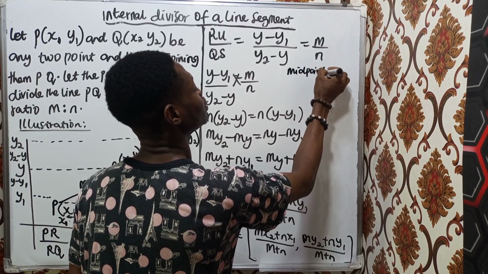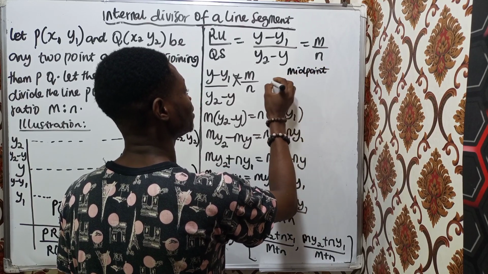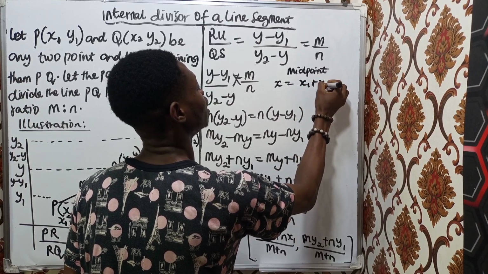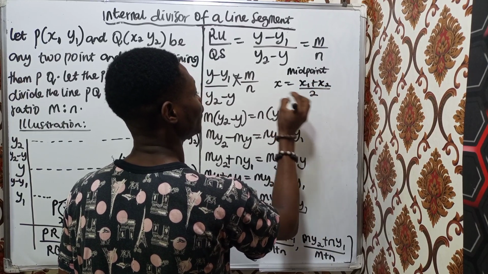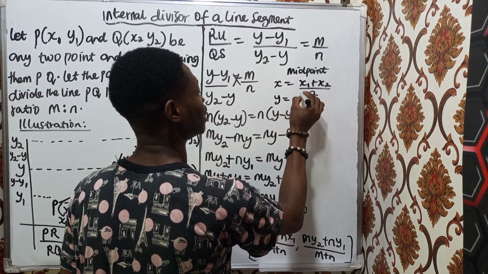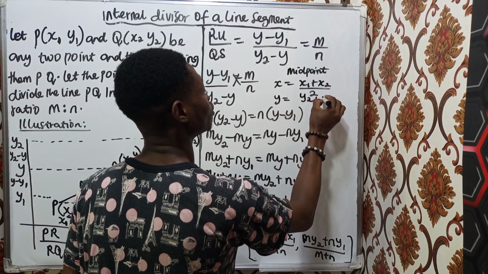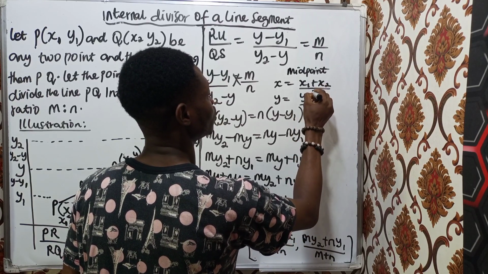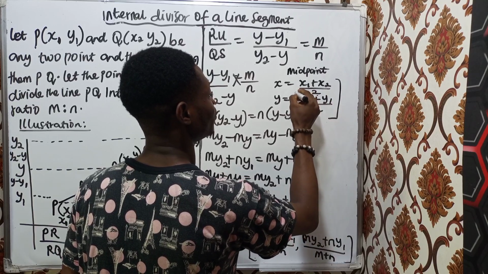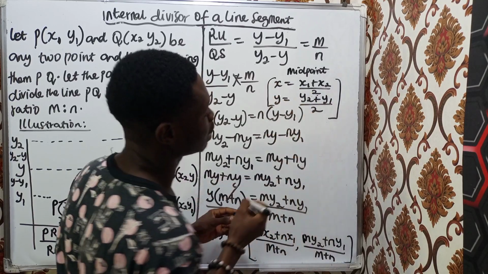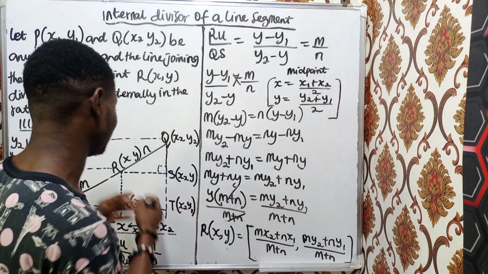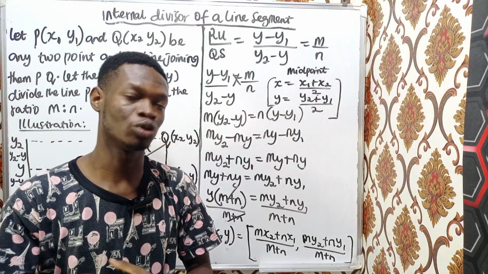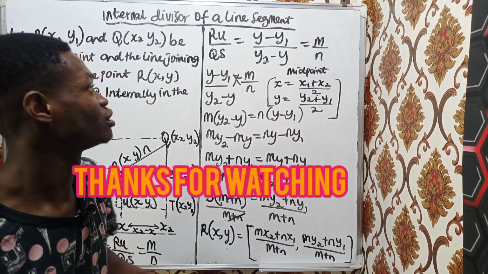So the formula is giving us for the midpoint: x is equal to (x1 + x2) over 2. Now for y, it is giving us (y2 + y1) all over 2. So these are the formulas when it divides this at the center. So it becomes the midpoint. So that's the formula for midpoint.